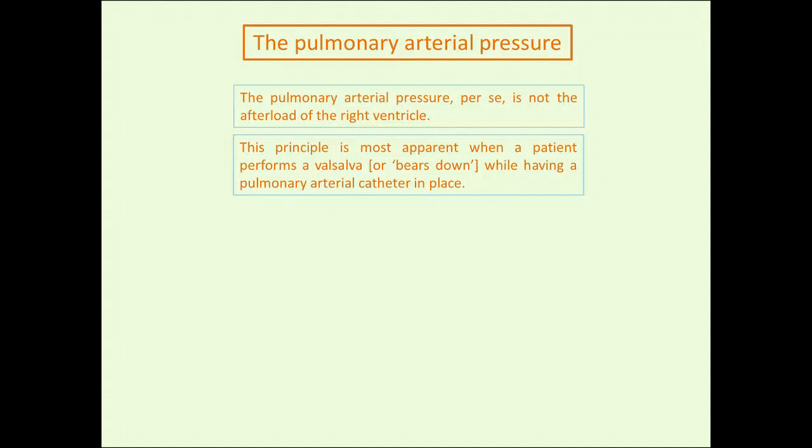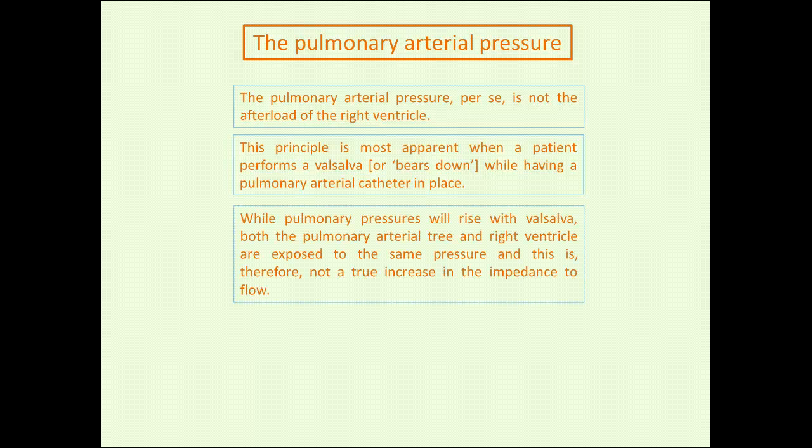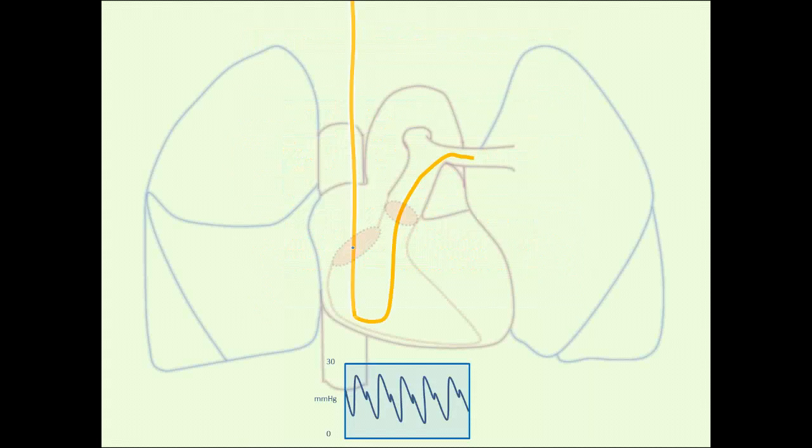This principle is most apparent when a patient performs a Valsalva or bears down with a pulmonary arterial catheter in place. While the pulmonary pressures will rise with the Valsalva, both the pulmonary arterial tree and the right ventricle are exposed to the same intrathoracic pressure, and therefore a Valsalva-induced increase in pulmonary artery pressures is not, I repeat, not a true increase in the impedance to flow. Okay, and I want to demonstrate that with some cartoons here.